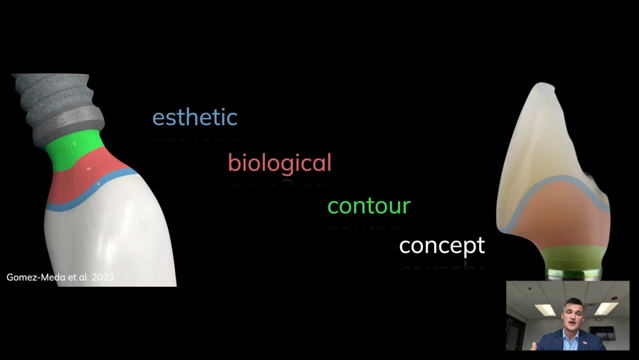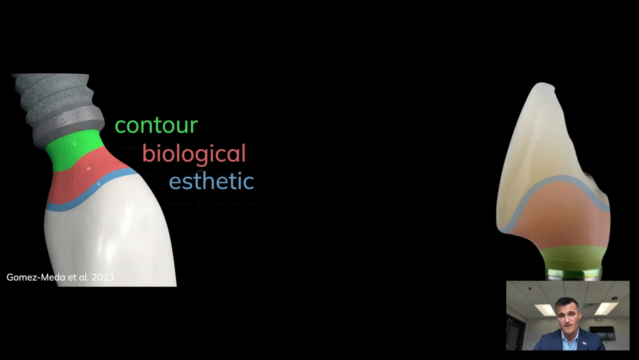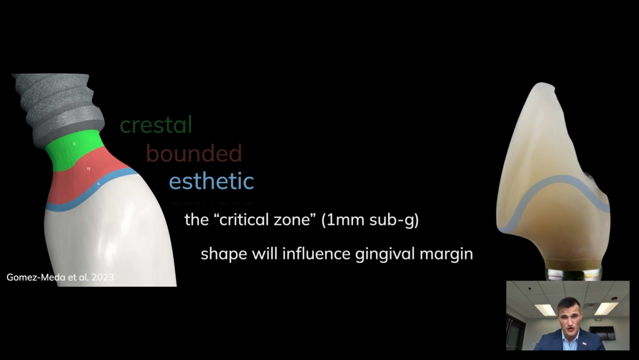And this all supports what's called the aesthetic biological contour concepts. This was published by Ramon Gomez-Meda, Jonathan Esquivel, and Marcus Blatz back in 2023. And really, this is the updated critical and subcritical contour concepts. If you're not familiar with this, you really need to be. This is how we should be designing our restorations for optimal stability of marginal bone levels. What these stand for are the crestal, bounded, and aesthetic zones. The aesthetic zone is the same as the critical zone, that 1 millimeter from the free mucosal margin, and this is going to shape that free mucosal margin.